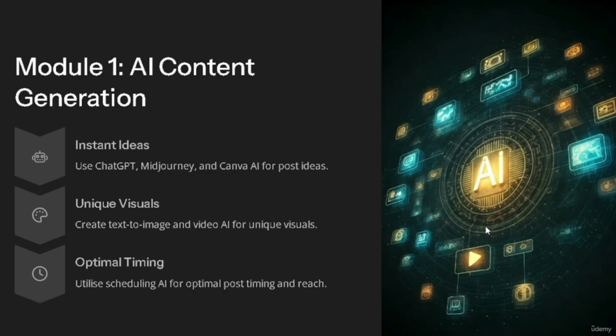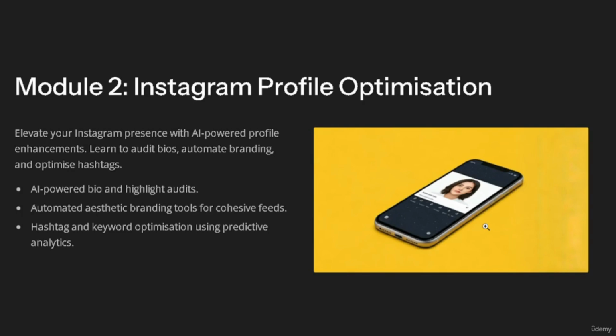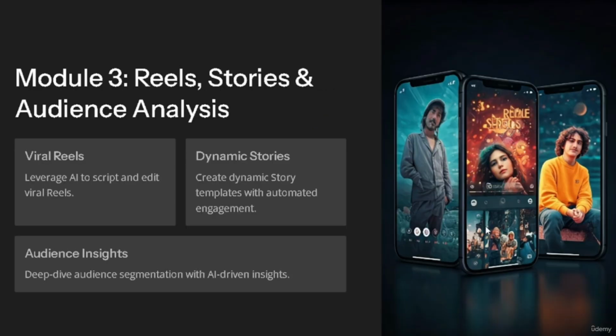You'll start by building your own AI assistant that can help you with daily content tasks. Then, we'll create a high converting Instagram profile using AI to optimize your bio, your brand messaging, and your visual identity. You'll learn how to generate professional images for your posts using tools like DALL-E and more. You'll discover how to create Instagram videos and reels even if you have no video editing experience.